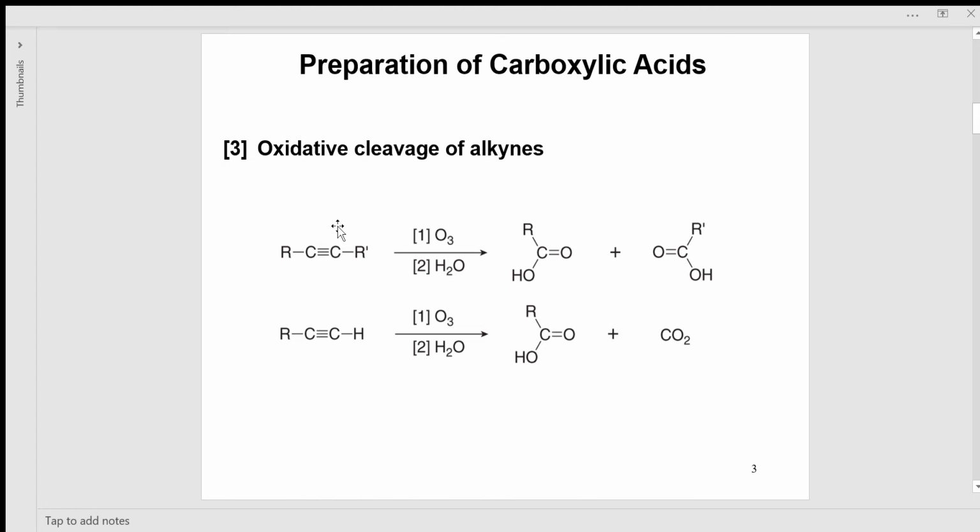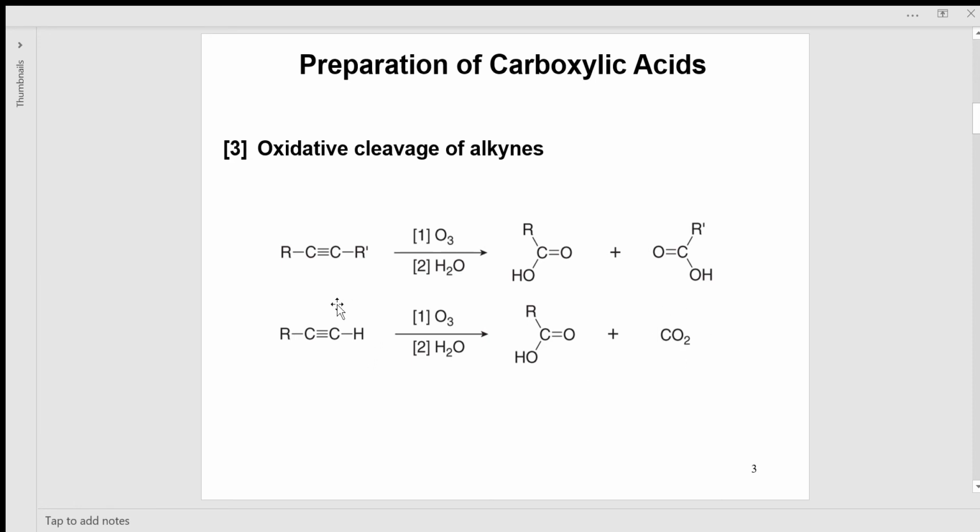the alkynes, this reaction we also call ozonolysis. Ozonolysis means we use ozone as an oxidative reagent, and the ozone breaks down the alkyne molecule, the carbon-carbon triple bond, to form 2 acid molecules. The left side forms an acid molecule. The right side forms the second acid molecule. So there is a special case. In this case, we only generate 1 carboxylic acid molecule plus carbon dioxide.